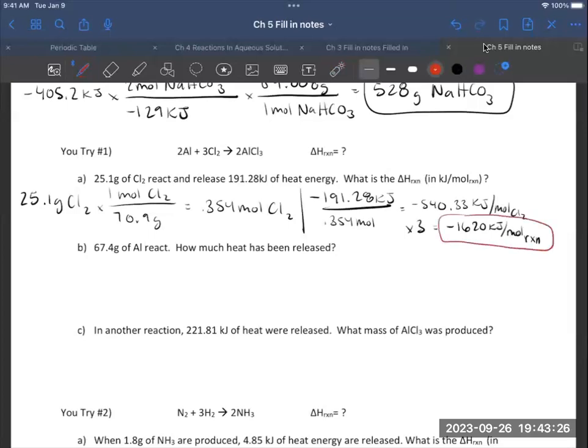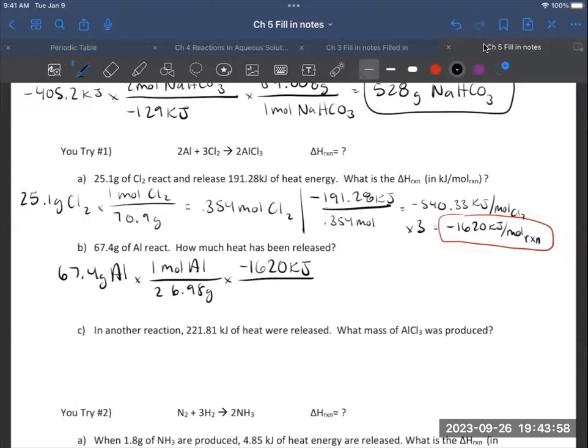And then let's take a look at part B. Now that we have the kilojoules per mole reaction, we're going to use that to answer part B. For 67.4 grams of aluminum reacting, the first step is to turn that into moles. So 1 mole of aluminum is 26.98. And then we're going to use this as a conversion factor. So negative 1620.